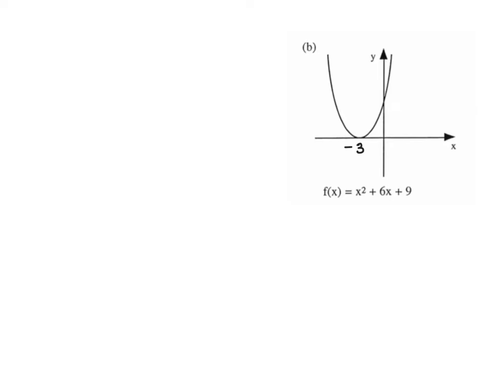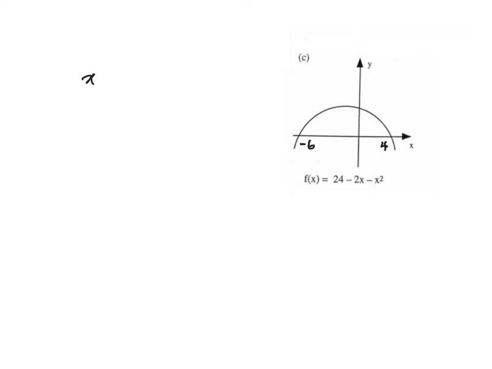Part B, so we found that the root was x equals minus 3. This is the equation of the axis of symmetry, and we don't need to do a calculation here because the coordinates of this point, the turning point, can be read off the graph. So the minimum turning point then is found at x equals minus 3 and y equals 0.